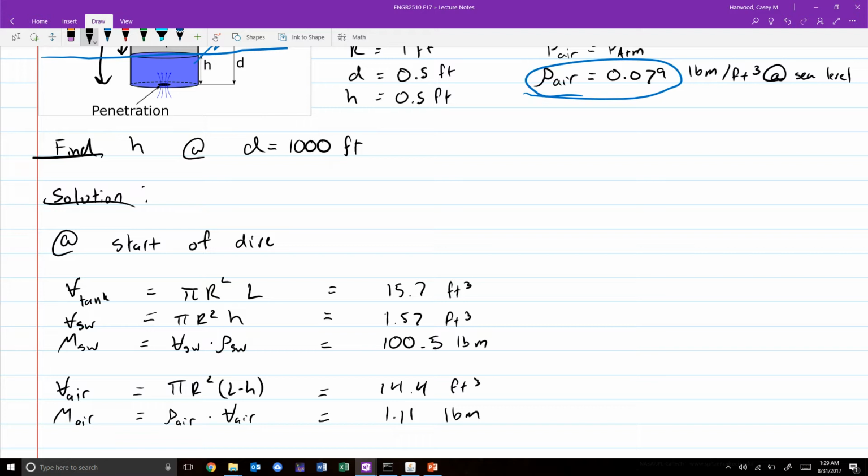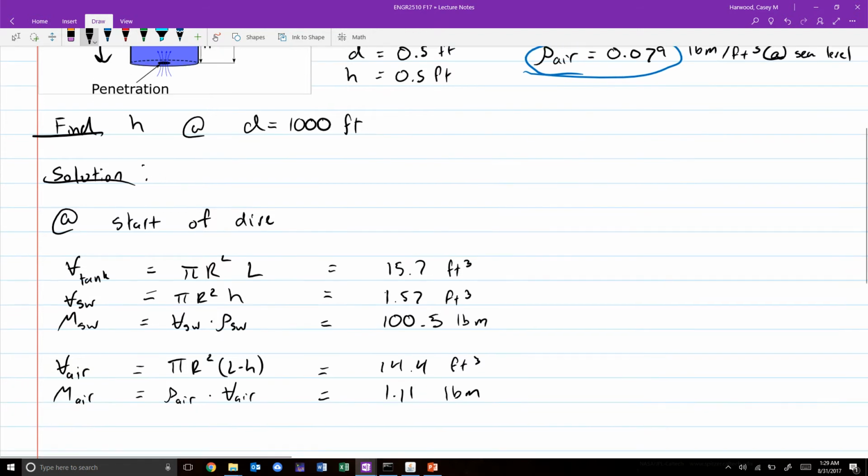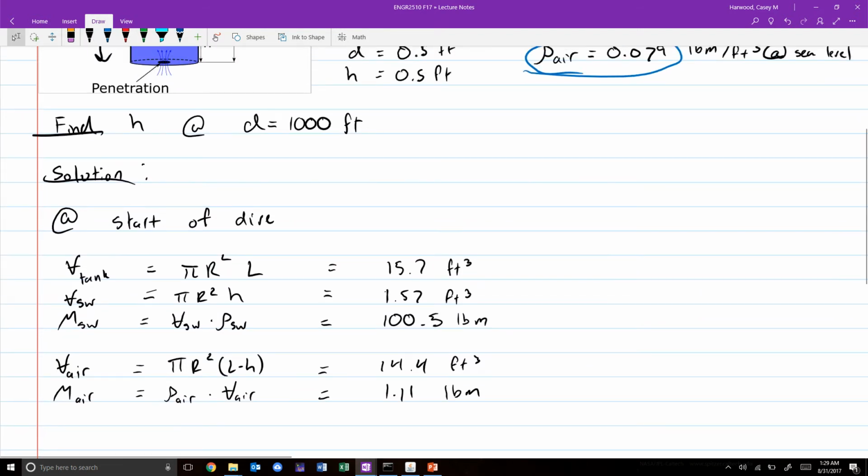Okay, so let's begin analyzing the way that the problem is going to behave. What is our solution approach going to be? Now that we've written out everything we know a priori, how does the problem change once D is no longer equal to this initial value of 0.5 feet?